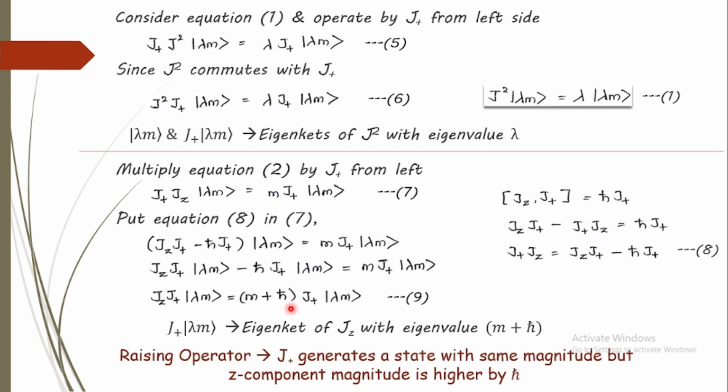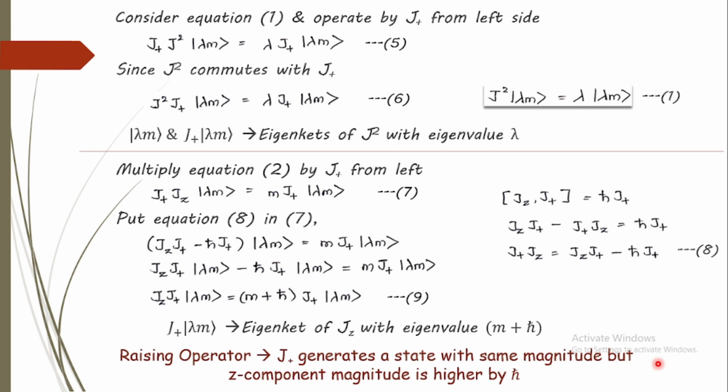Since the operator J plus generates a state with the same magnitude of angular momentum, but with the z component higher by h cross, that's why J plus is called the raising operator. Raising means there is an increase. So clearly we observe an increase in the eigenvalue by an amount of h cross. This is how we can justify the name raising operator and how it operates.